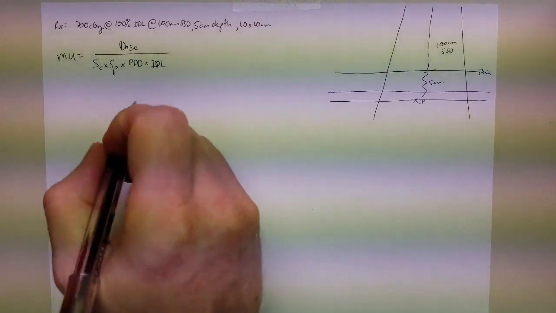For SSD calculations, you only need to worry about an inverse square factor if you use a non-standard SSD. Otherwise, the decreased intensity caused by moving the calculation point deeper in the phantom, thus further from the source, is already taken into account in the percent depth dose. I don't need a wedge factor, I don't need a tray factor.